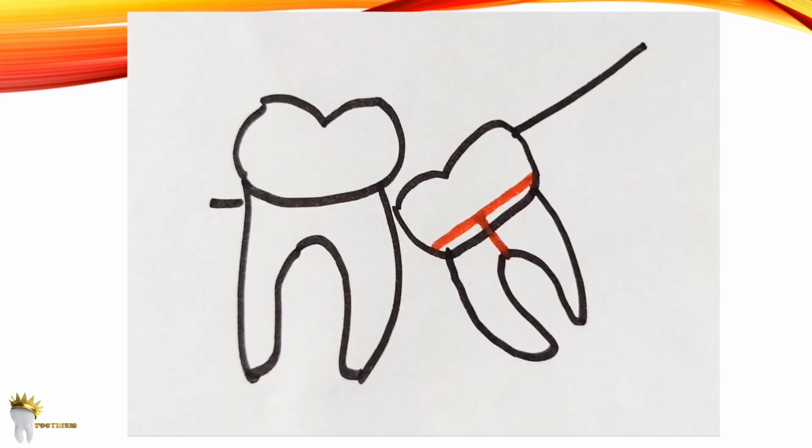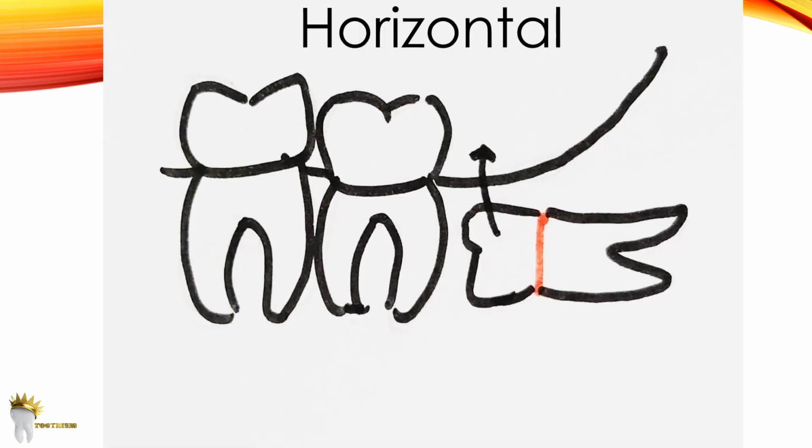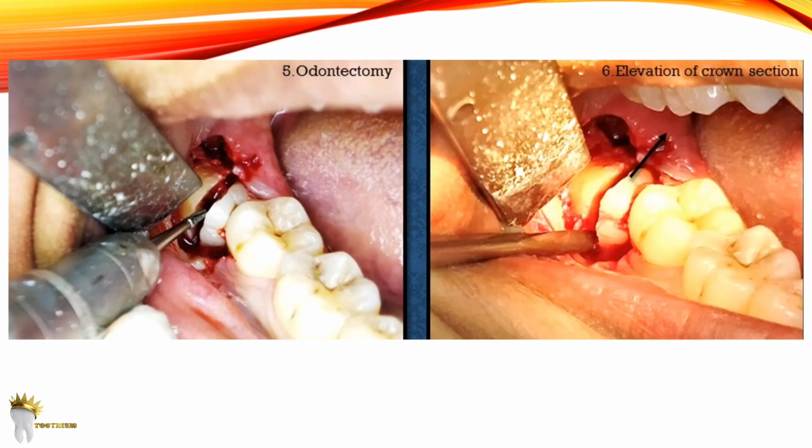The roots also might need to be sectioned to remove them. Next is horizontal impaction. So here we first have to expose the superior aspect of the distal root and most of the buccal surface of the crown. Then the tooth is sectioned at the cervical line.